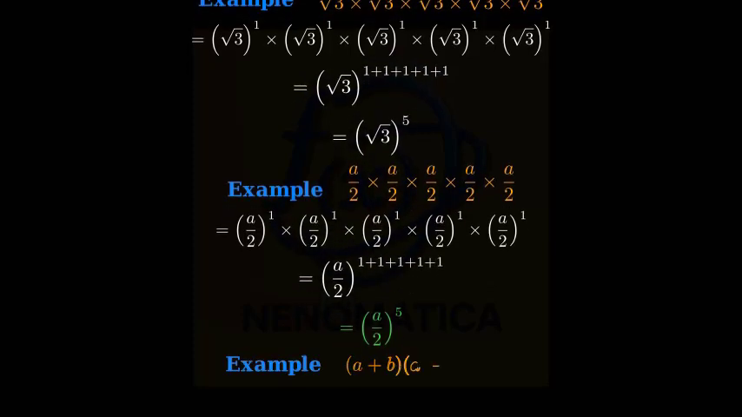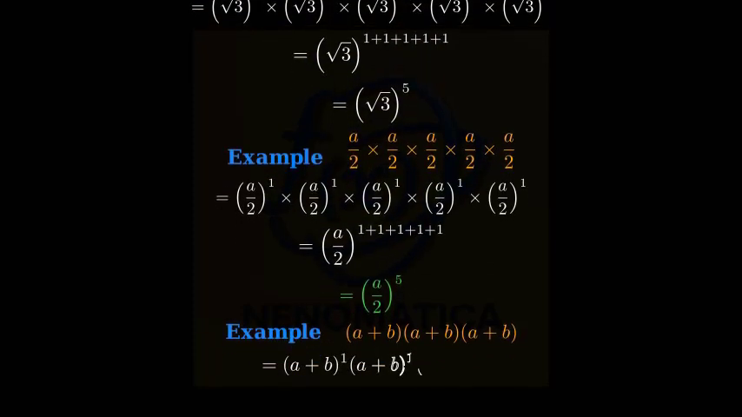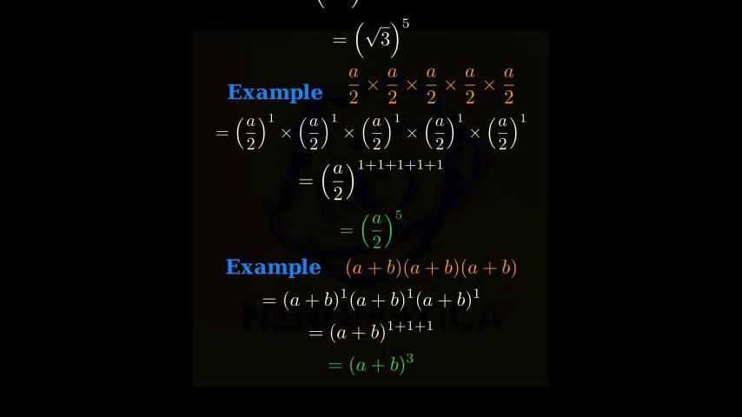In our fourth example, we have the binomial expression a plus b multiplied by itself 3 times. Just like before, we first rewrite each factor with an exponent of 1. Using the product rule once more, we add the exponents to get a plus b to the power of 1 plus 1 plus 1, which gives us a plus b to the power of 3.